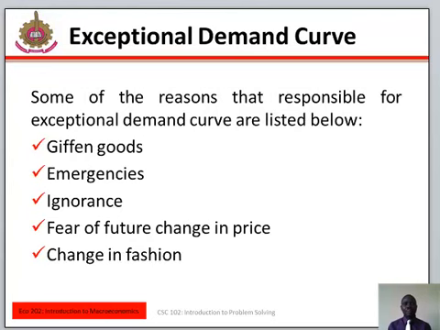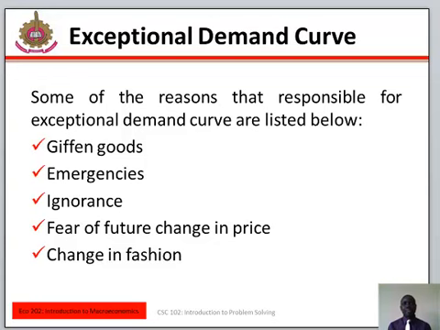Exceptional demand curve. Some of the reasons that are responsible for exceptional demand curve are: 1. Giffen goods, 2. emergency, 3. ignorance, 4. fear of future change in price, and 5. change in fashion and style. Let's take them one after the other.